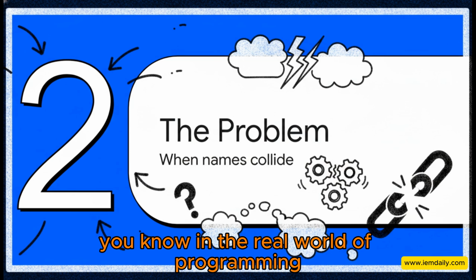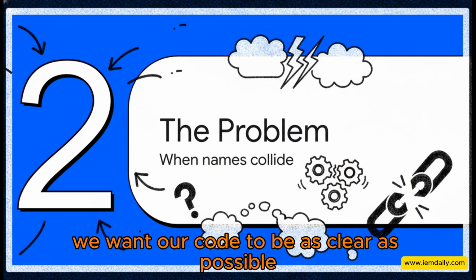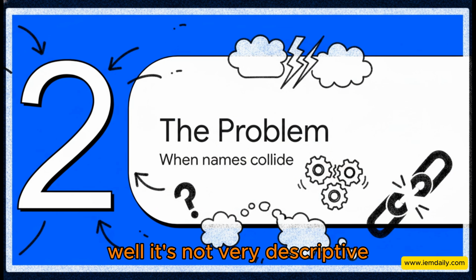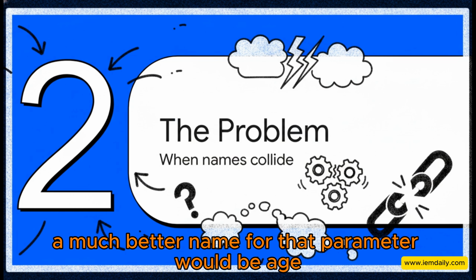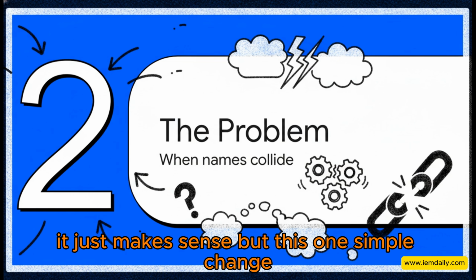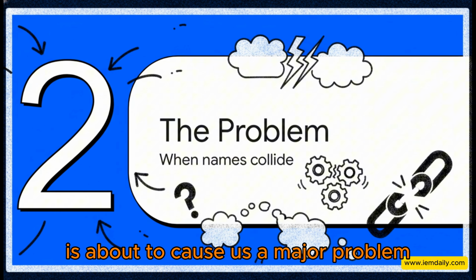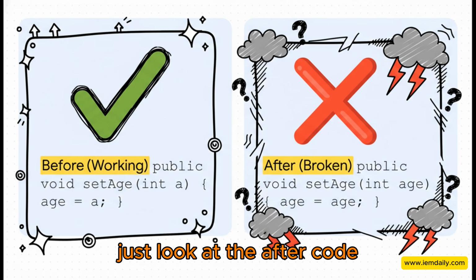In the real world of programming, we want our code to be as clear as possible. And a variable name like a, well, it's not very descriptive, is it? A much better name for that parameter would be age. It just makes sense. But this one simple change, this attempt to write cleaner code, is about to cause us a major problem.